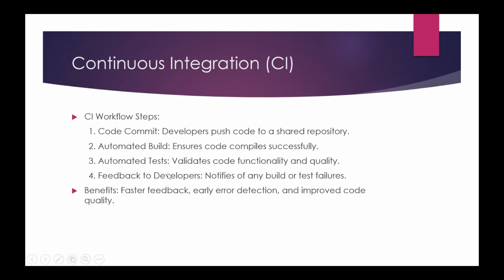The next one is feedback to developers. How do we get the feedback? If there is some issue related to compilation or code changes or developer code, then of course the pipeline will not build the code and it will throw an error. So the developer has to check that and fix the issue even before releasing it to the development environment, because the build pipeline itself will fail to build the code. So this whole workflow is known as continuous integration.